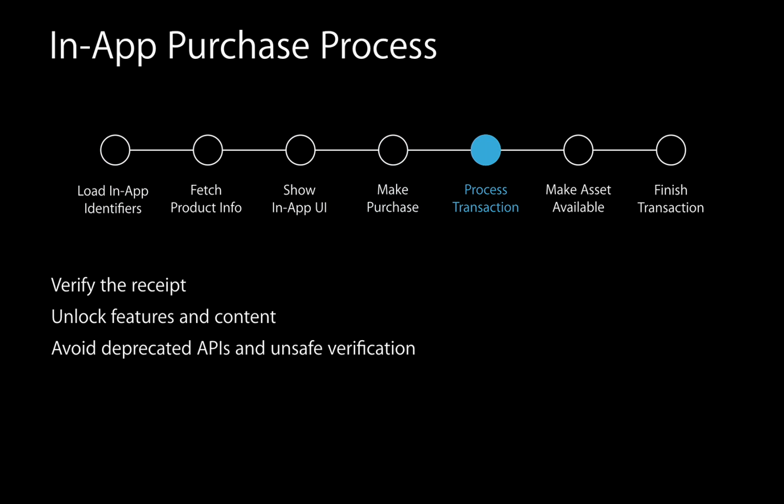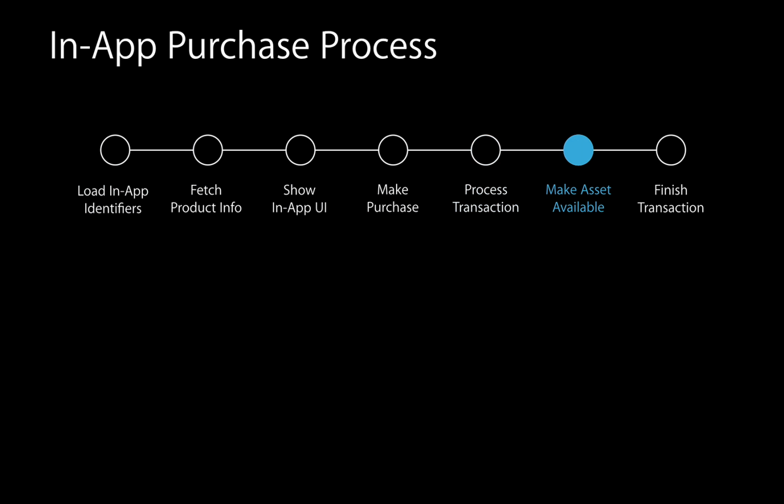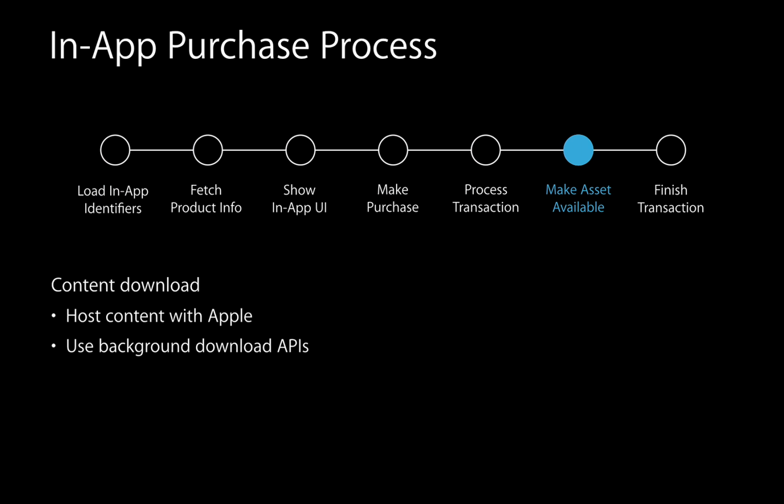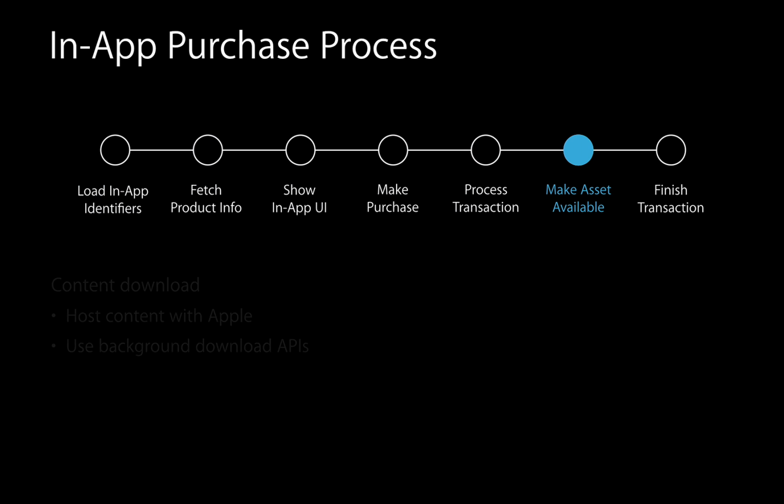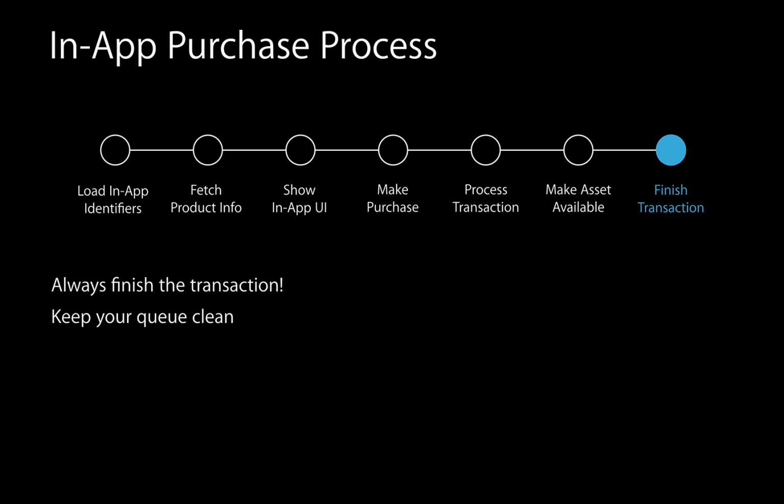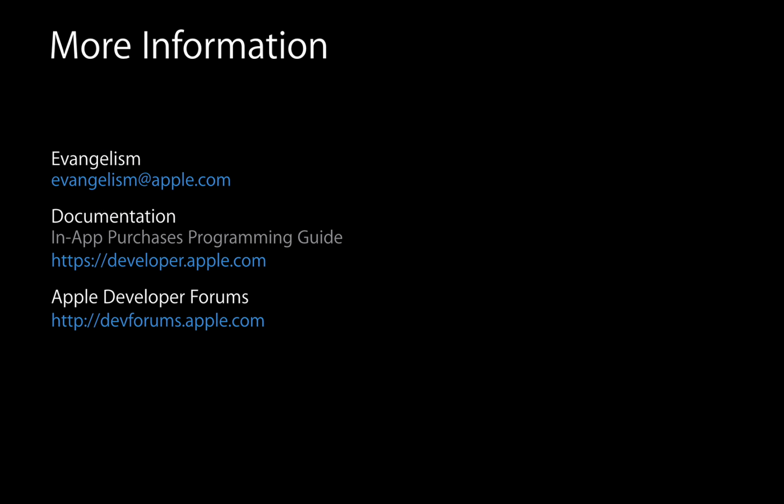Make sure you verify the receipt to make sure it's a real monetary transaction that happened with the App Store and that nothing funny is going on. Unlock those features and content as soon as you possibly can for a great experience. And avoid deprecated APIs and unsafe receipt verification that could leave you open to unauthorized transactions occurring. If you've got to download content to make the feature available, get that asset as reliably and quickly as possible. Use our in-app purchases if you can. If not, if you're going to download it yourself, make sure you use those background download APIs. And lastly, make sure you finish that transaction.